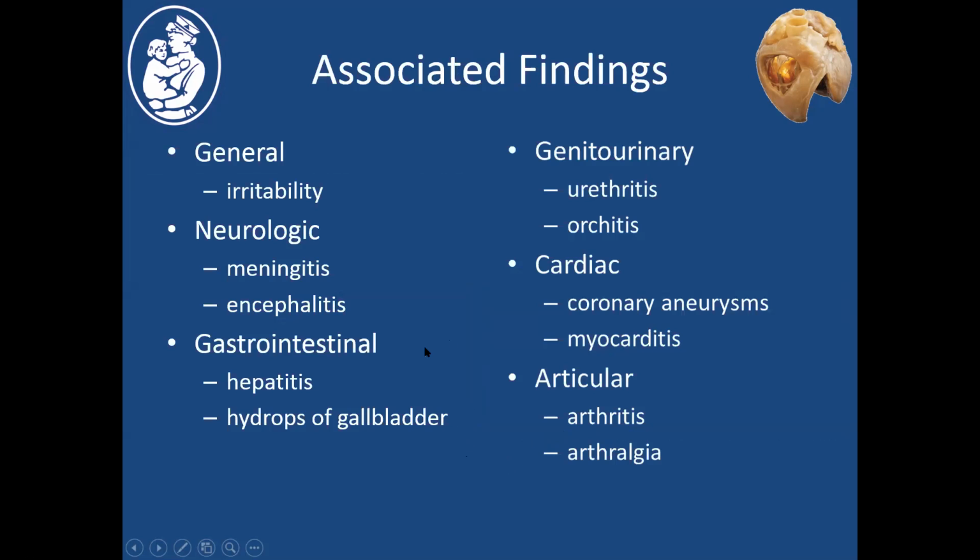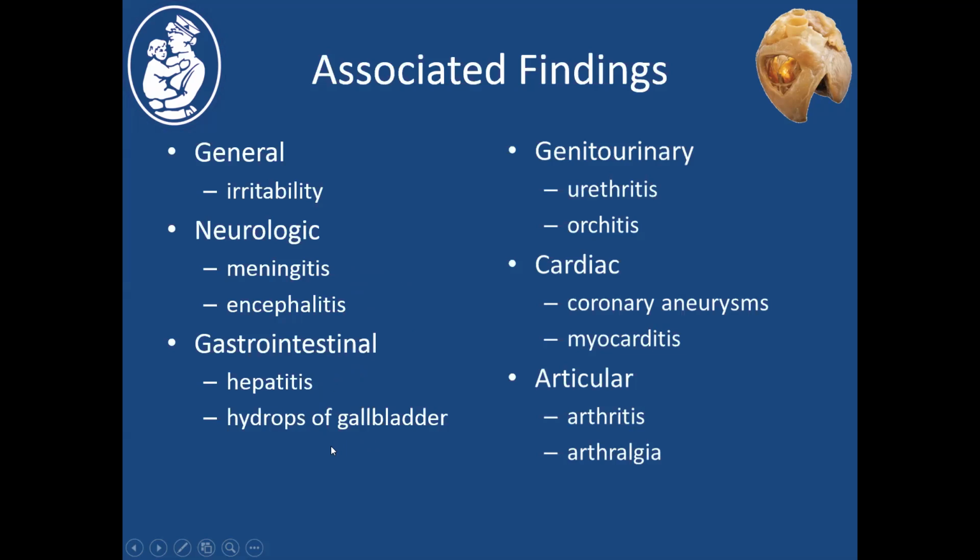Then there are a number of associated findings. General irritability. These are some of the most irritable, pathetic little things that you ever see with Kawasaki disease. Neurologic findings: there's sometimes meningitis, encephalitis. Sometimes the LP can be positive in these patients. Hepatitis also occurs. And hydrops of the gallbladder is a relatively frequent finding.